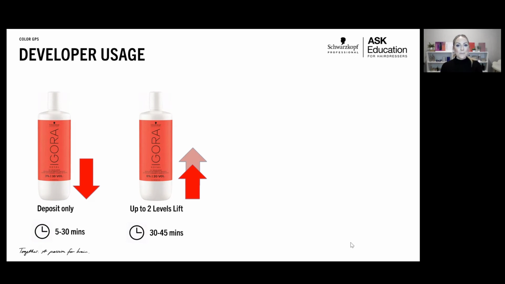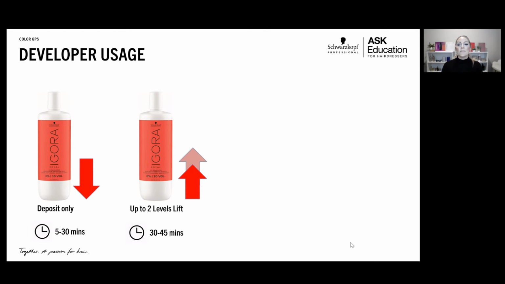Now, our 6% 20 volume is for up to 2 levels of lift. And also, this is our go-to developer strength for covering white. So anytime we have that white, unpigmented hair, that coarser texture, it needs a little bit stronger developer to swell the cuticle and to ensure that we get all of that pigment into the hair and equalize it with the natural.